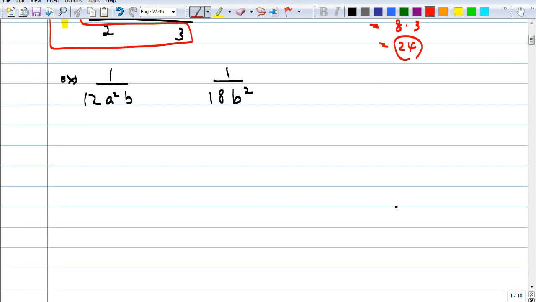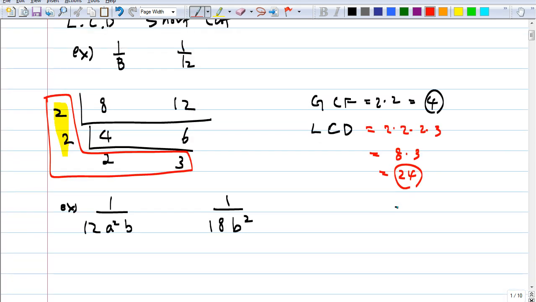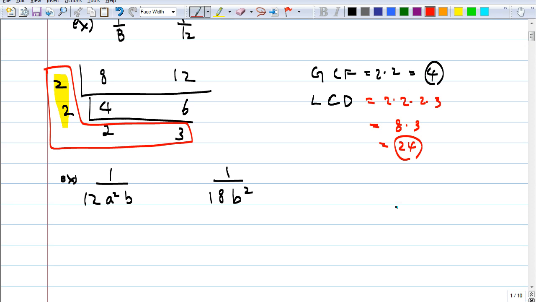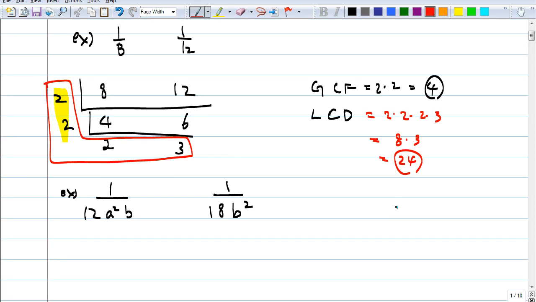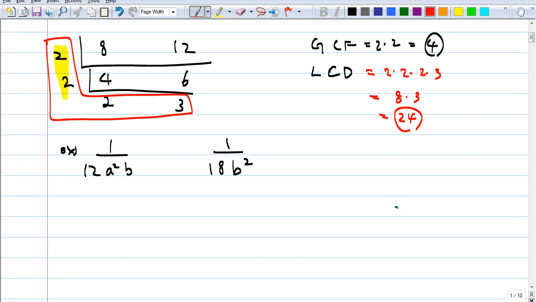Could we do the same thing for denominators that are not just numbers? Could we have some variables in them? Would it work the same way? Yes, it will. So we do the same thing now. We write 12a squared b and 18b squared. By the way, leave some space in the middle between these two.